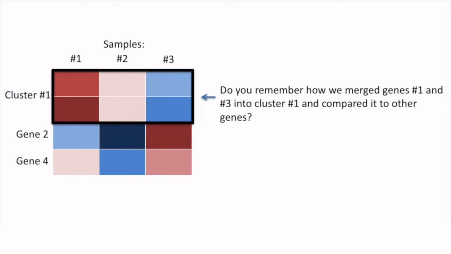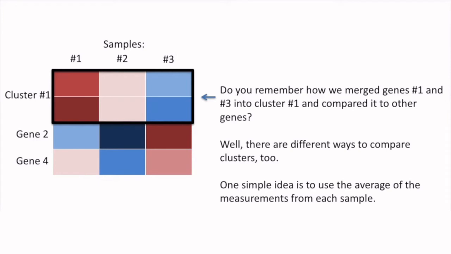Now, do you remember how we merged genes 1 and 3 into cluster number 1 and compared it to the other genes? Well, there are different ways to do that too. One simple idea is to use the average of measurements from each sample, but there are a lot more, and these have an effect on clustering as well. So let's talk about different ways to compare clusters.